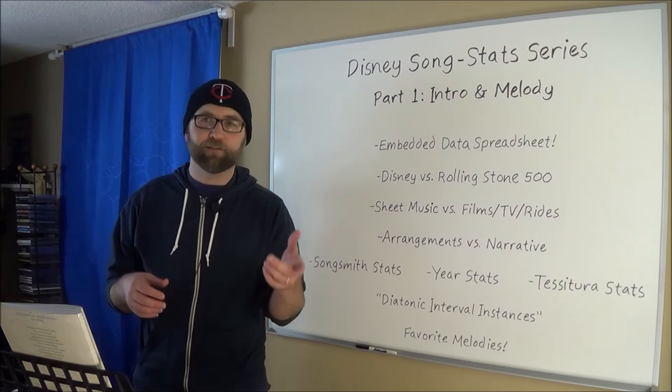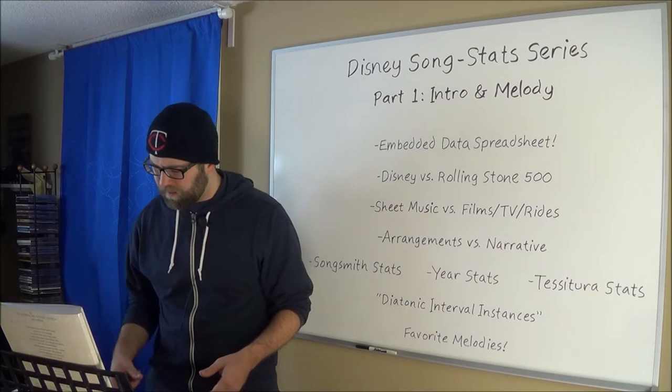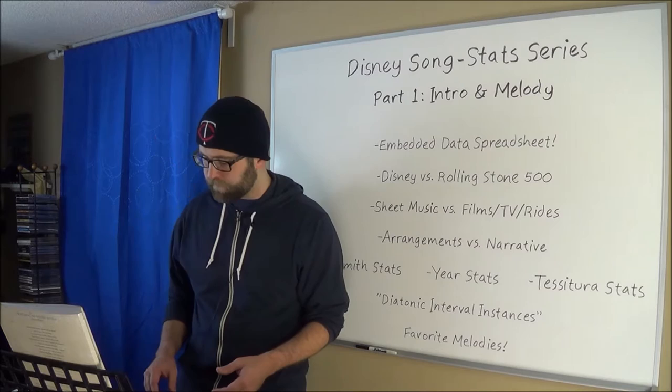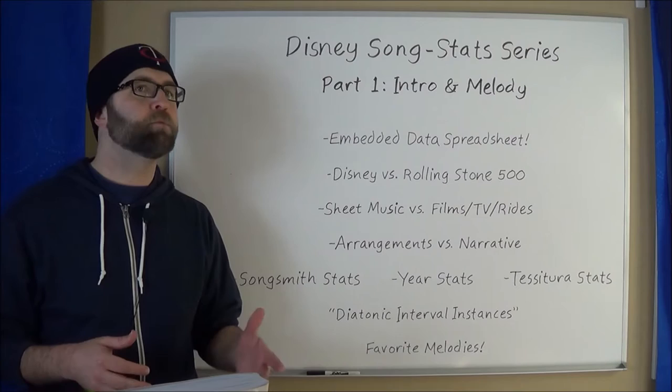Next, did you know that the least common tessituras, or vocal ranges for melodies, within a major 6 to 2 octave range are the minor 7th, which just sounds like this, then also the major 13th? That's also not a very common tessitura. And when it comes to verse, chorus, bridge, and all that, Disney songs actually have more instrumental sections than any other, even more than verses.